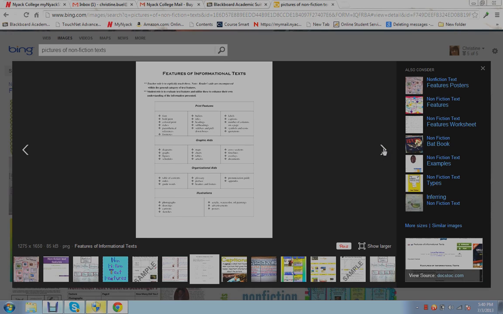And here you see on this page that the print features, the organizational aids, the graphic aids, and illustrations add to a better understanding of information text. Print features in the book support comprehension, such as the font, things that are italicized, things that are bulleted, headings, subheadings, labels, captions, diagrams, maps.